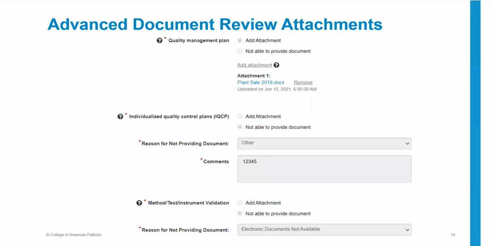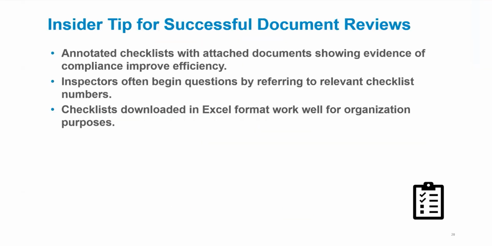The list of documentation to attach in advance is limited to several categories. They are delegations, QM plan, IQCPs, and new test verification validation documentation. Each of these allows for the option to not provide that documentation if electronic copies are not available or if the laboratory feels that there may be too much to try to include. Again, this is optional and allows for some advanced document review to help the inspectors understand your laboratory and not have to review these documents on site unless there are questions.